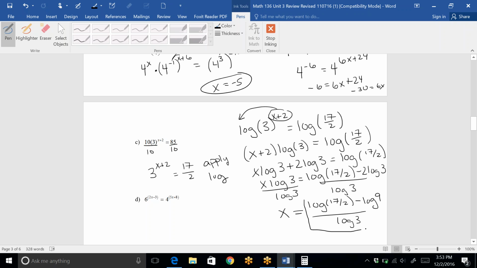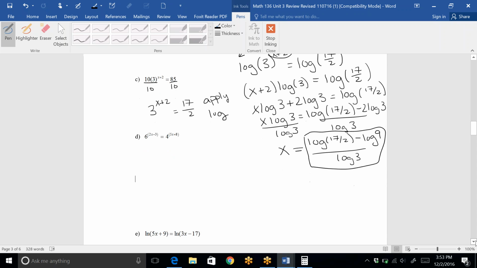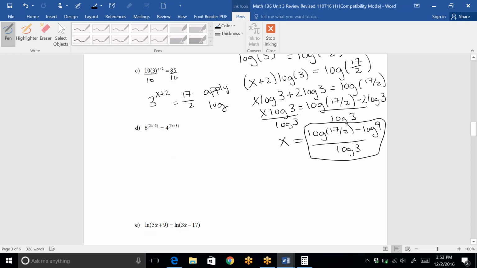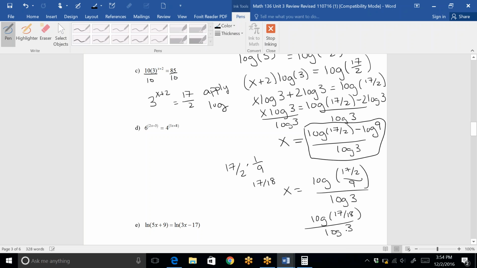And I'm fine with this on a test situation, but if you wanted to go even more in detail, you could then combine this subtraction into a division. So on top I would have 17 over 2 divided by 9, which I can fix in a minute, all over log of 3. 17 over 2 divided by 9 is really times 1 over 9. So that's 17 over 18. So that top fraction will reduce to 17 over 18 over log of 3.